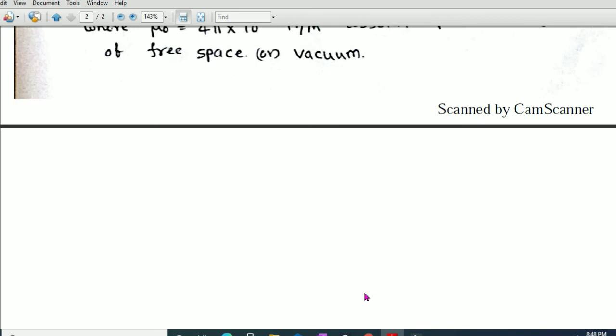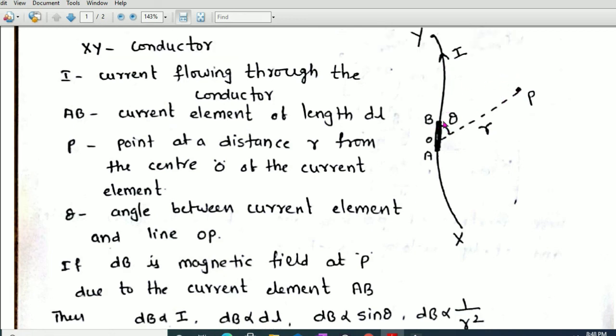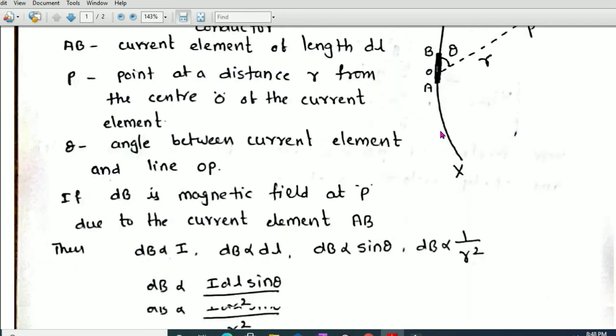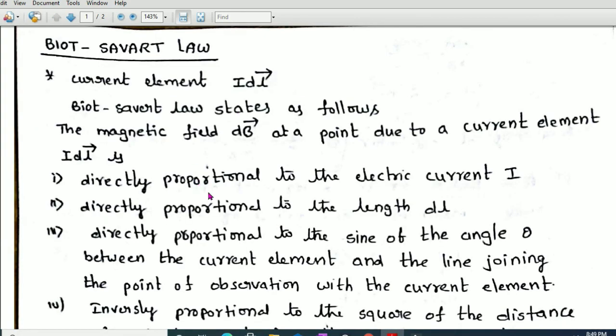Theta is the angle between the length element and the line joining the point and the length element. If theta is equal to 0, it means the point P lies on the conductor. So if the point P is on the conductor, at that point the magnetic field due to the length element becomes 0. The magnetic field on a thin current carrying conductor itself, due to the length element itself, is 0. That is about Biot-Savart's law.